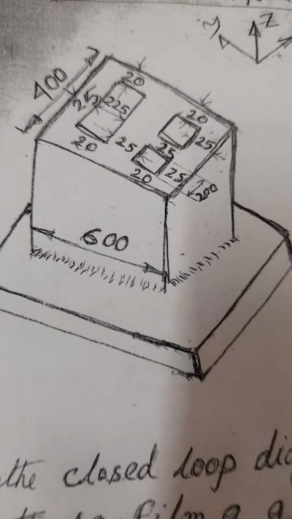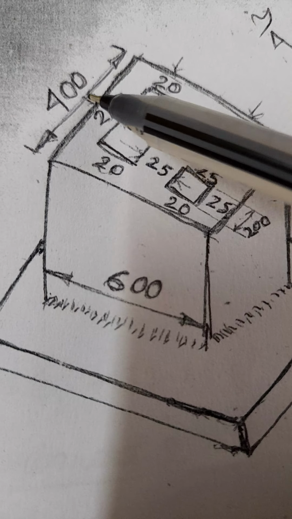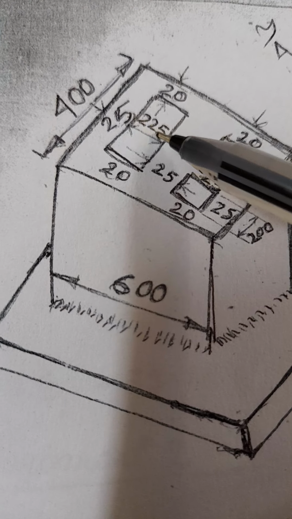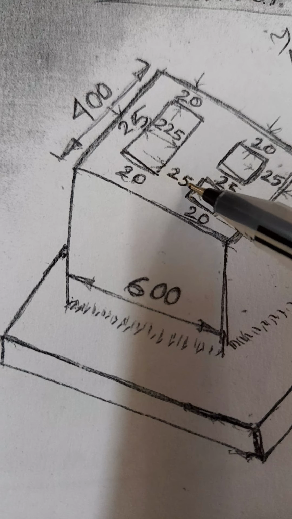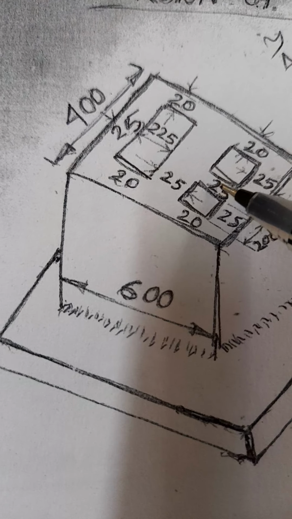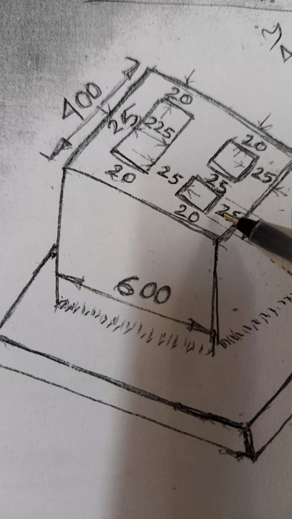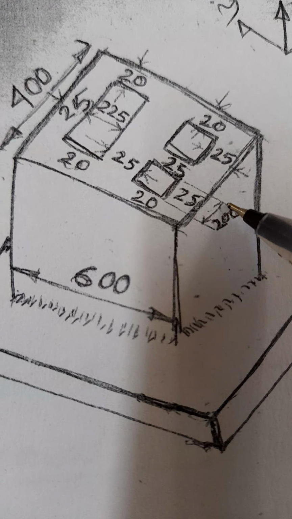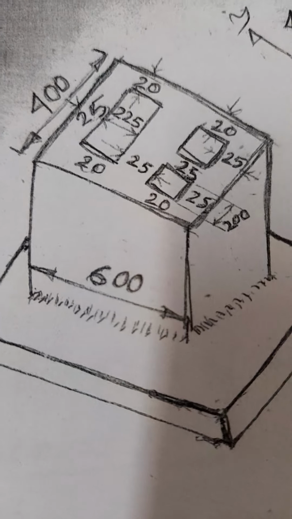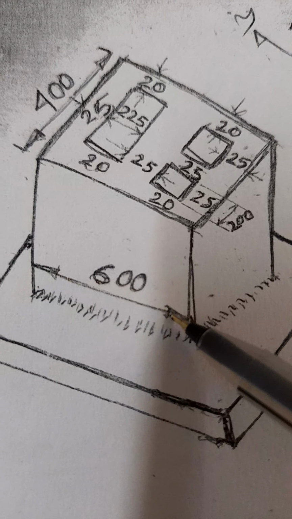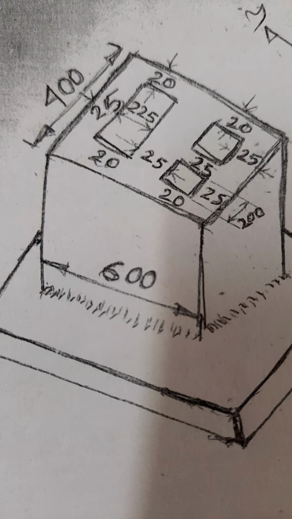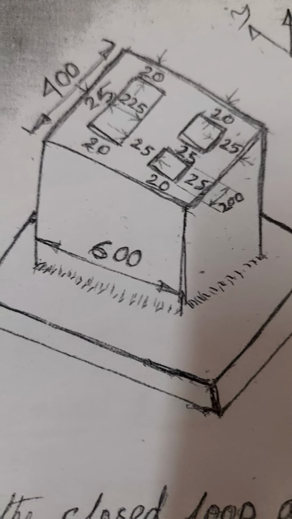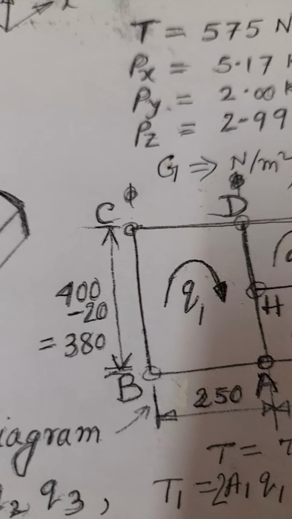Now these are the dimensions. I am telling you once again. This is the thickness 25. This is 20, this is 20, and this one 25. This one is 25, this one is 20. This one is 25, this one is 20. This one is 25, this one is 25. Okay, and this is 200. And this is 600 along y, and this is 400 along x, and this is the z direction. This is the lengthwise direction, in the z direction, in the length.